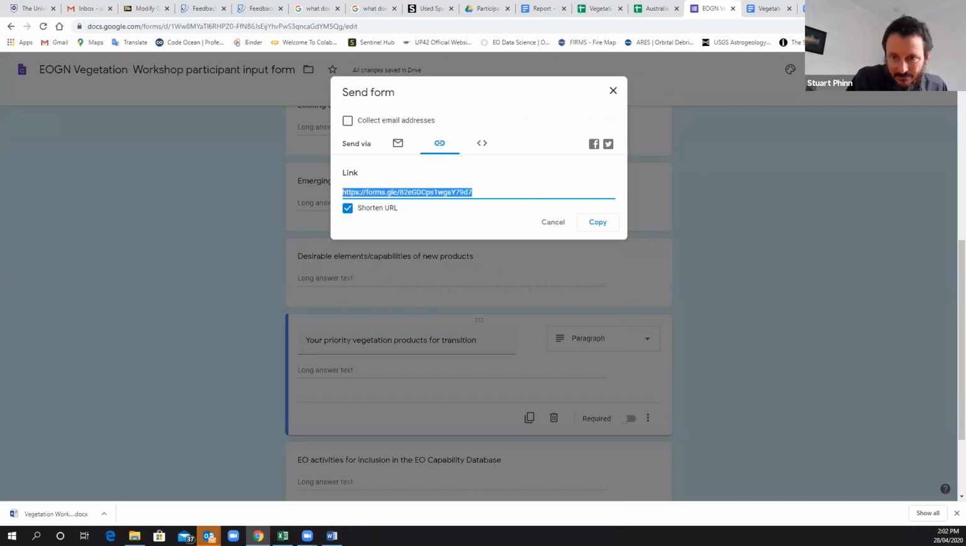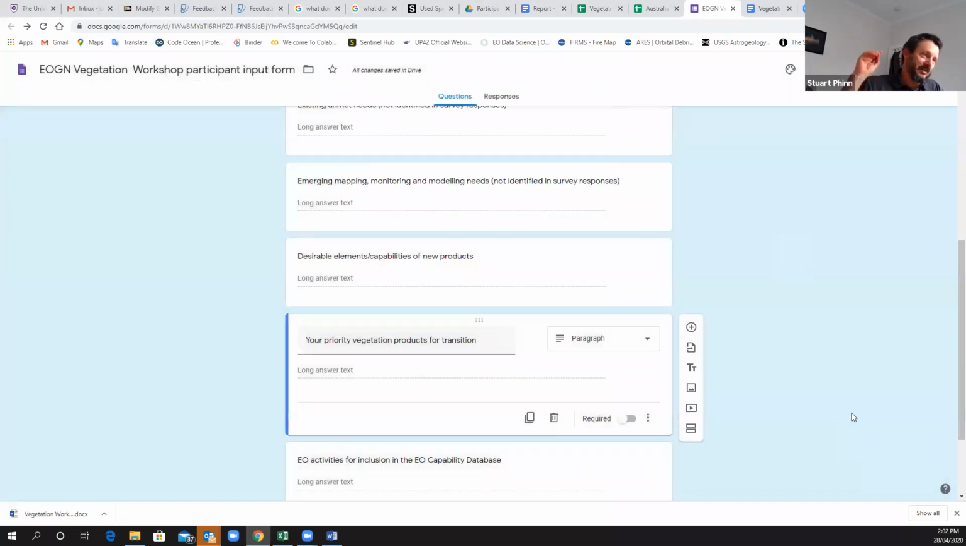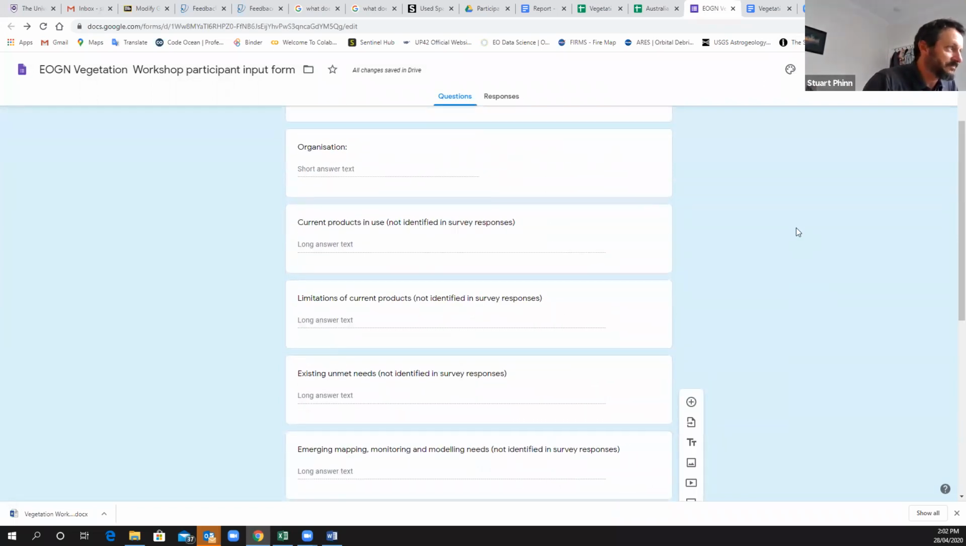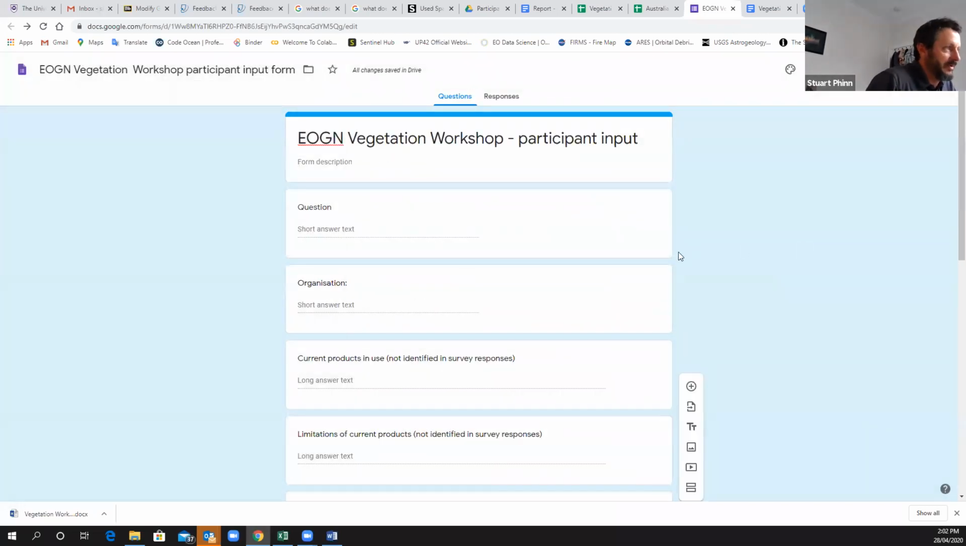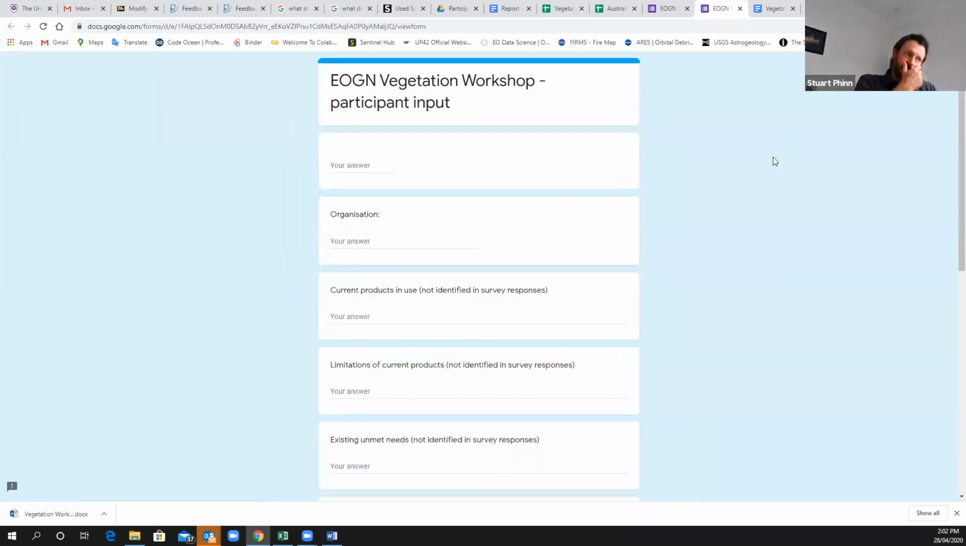Here it comes. All right, if you use that link, it'll take you to the actual questions. So you'll be able to type your answer into that. So it means you'll have a view that looks like this and won't be able to see the actual component there.